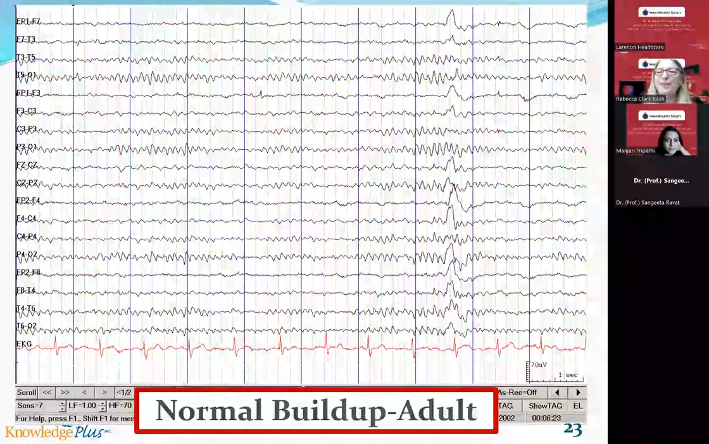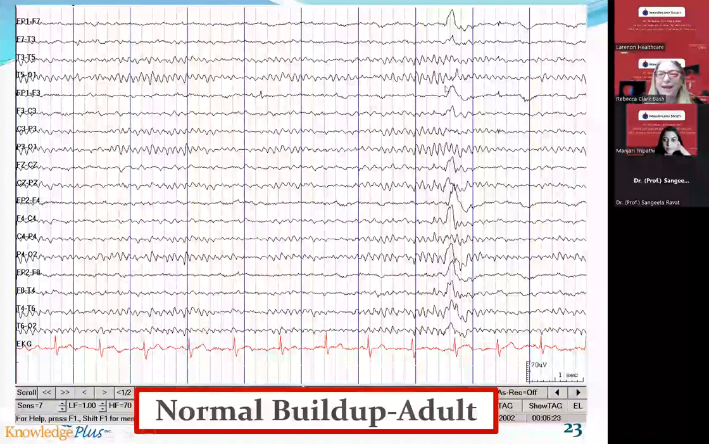Here's another rather isolated single slow wave. Again, anteriorly dominant during hyperventilation. Normal, absolutely normal.